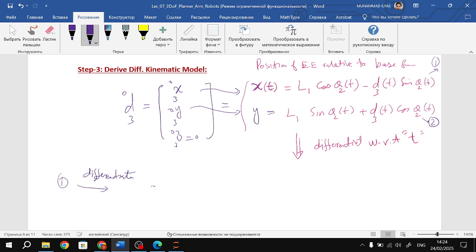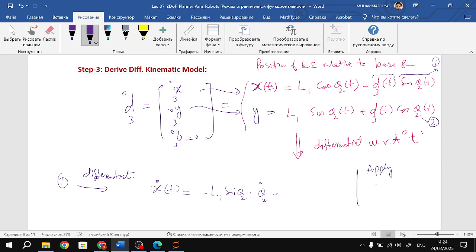What do you get? X dot. So that will be minus L1 sine of theta 2 and theta 2 dot, because this is a time derivative, right? Okay, now here is the issue. You have two variables, right? So use the product rule of differentiation.